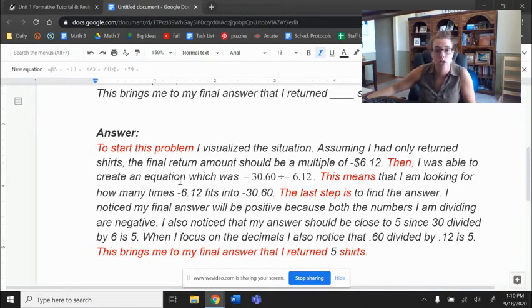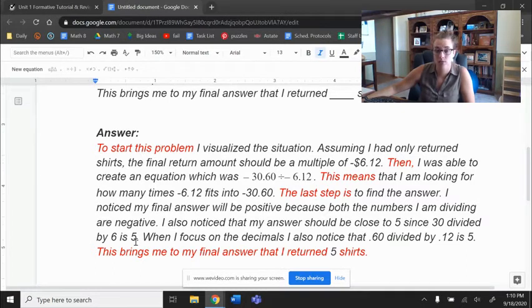Then I was able to create an equation, which was negative 30.6 divided by negative 6.12. This means that I am looking for how many times negative 6.12 fits into negative 30.6. The last step is to find the answer. Notice right there I've used 2 more sentence frames. I notice my final answer will be positive because both the numbers I am dividing are negative. I also noticed that my answer should be close to 5 since 30 divided by 6 is 5.